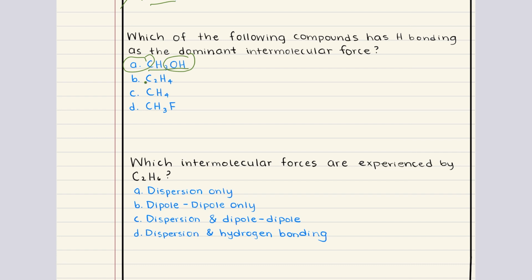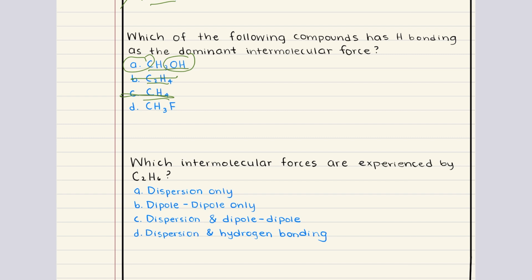So B here, C2H4, is a nonpolar molecule, meaning it only experiences London dispersion forces. It also has no oxygen-hydrogen, nitrogen-hydrogen, or fluorine-hydrogen bonds, so it cannot exhibit hydrogen bonding. Here for C, this is methane. This is also a nonpolar molecule, so it only experiences London dispersion forces, no hydrogen bonding.